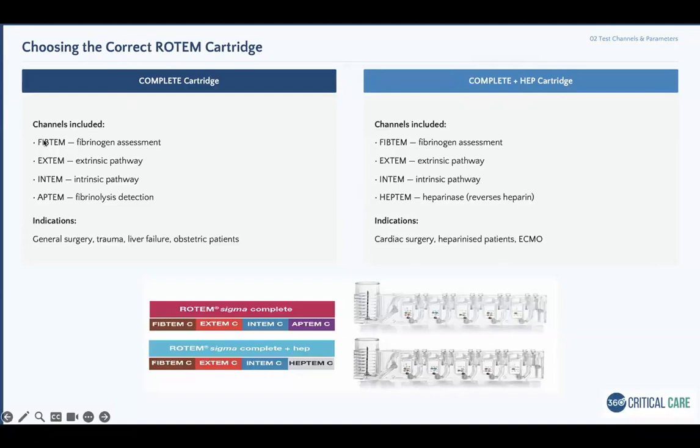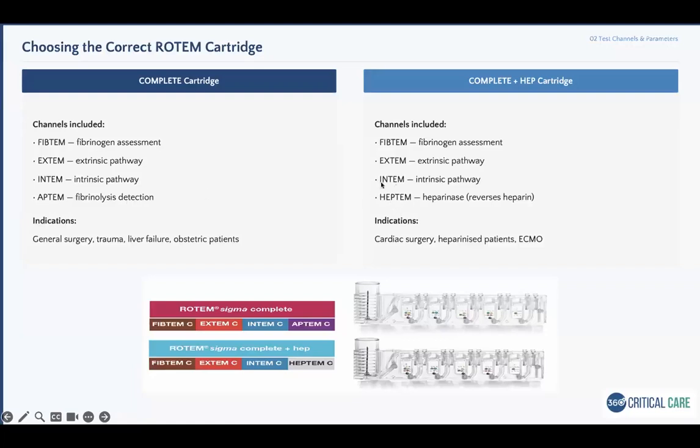And the usual complete cartridge has 4 channels in it: the FIBTEM, EXTEM, INTEM, and APTEM. These are abbreviated names indicating the type of effect being looked at. For example, FIBTEM is fibrinogen. In this case, you assess the fibrinogen function in the blood. In EXTEM, you assess the extrinsic pathway function of the blood. In INTEM, you assess the intrinsic pathway function of the blood. And in APTEM, which has aprotinin, you look at the fibrinolysis, whether there is fibrinolysis in the blood or not. So these abbreviated names suggest what type of assessment you are looking for.